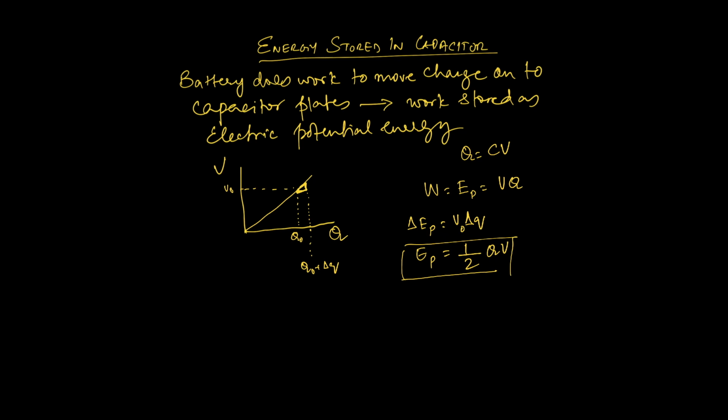Because of Q equals CV, you can also write this in other ways. You can write it as half CV squared. You could also write it as Q squared upon 2C. All of these are equivalent ways of writing it.